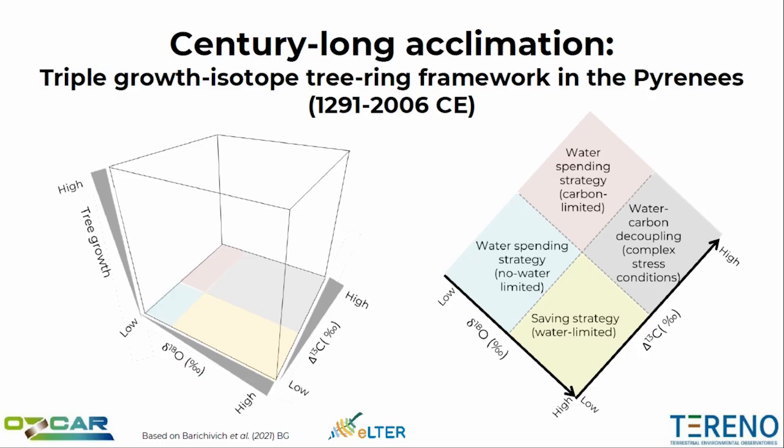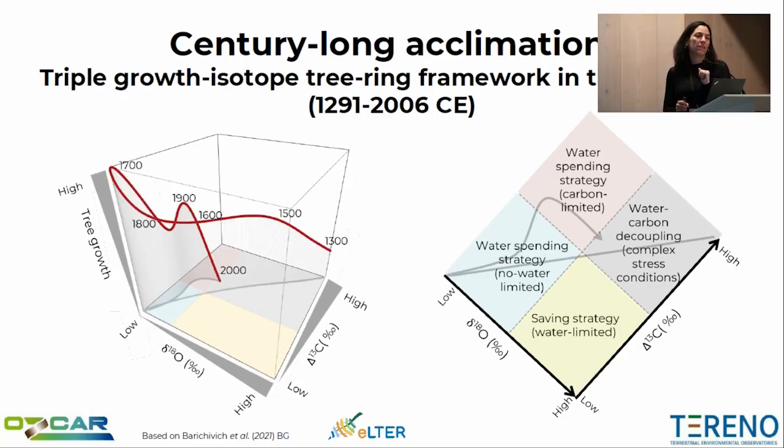I will explain later. So how was the trajectory of this chronology throughout the 700 years? That's how that tree was behaving. This is a smooth series. We don't see the internal variability because we wouldn't see anything. But what we can see is that around 1300, they were in this part of the, let's say, physiological framework. So here, something was limiting growth. It does not seem that it was water. It's a case where water and carbon are decoupled.